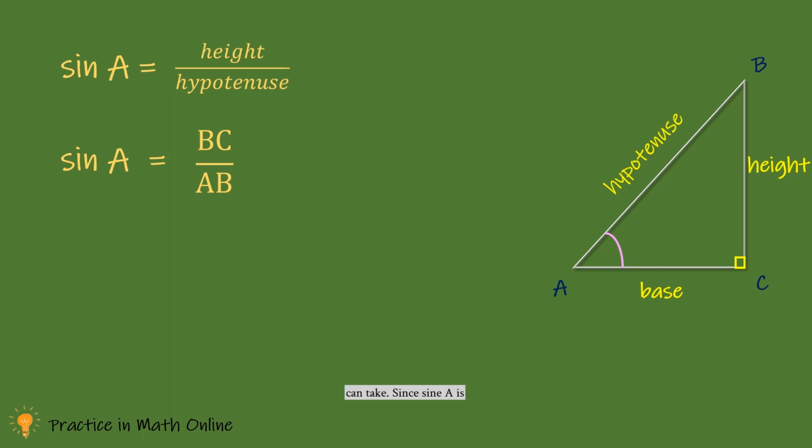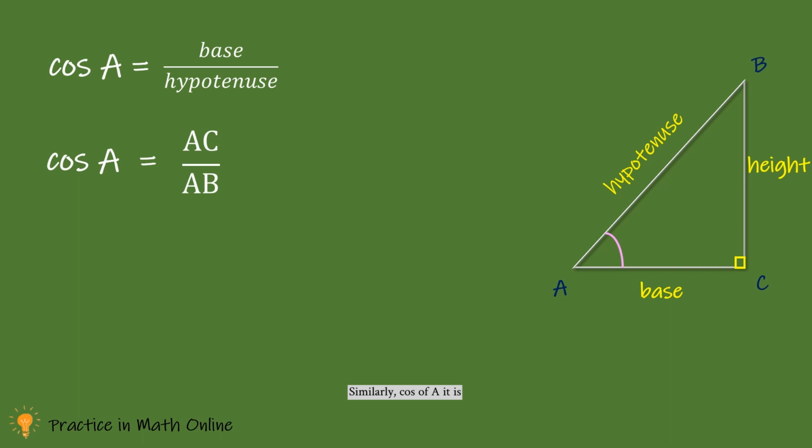Let's see what values these trigonometric functions can take. Since sine A is defined as height over hypotenuse, and I already mentioned that the hypotenuse is the longest side of the triangle, that means height will always be less than hypotenuse. That means sine A will always be less than 1. The magnitude of sine will always be less than 1. Similarly, cos of A is defined as base over hypotenuse. Again, the base will always be less than the hypotenuse. So cos of A will also be like sine of A, always within the magnitude of 1.